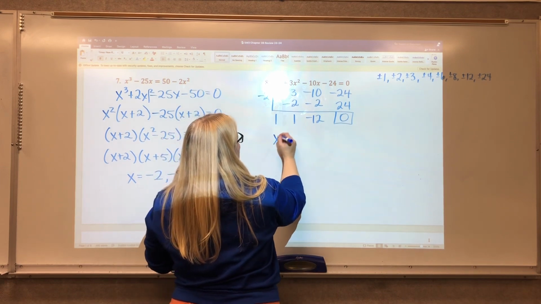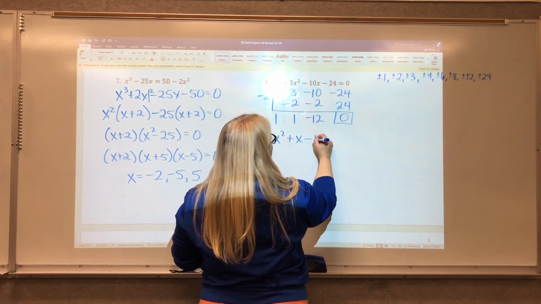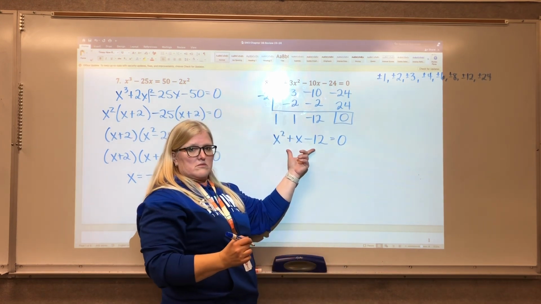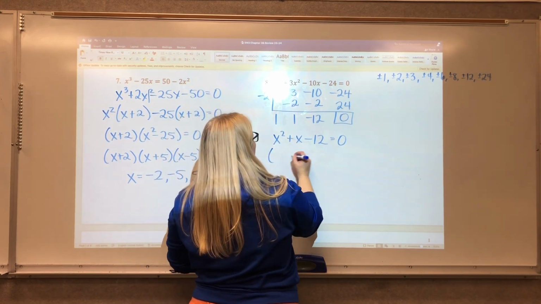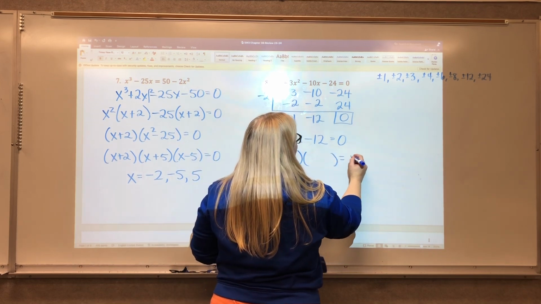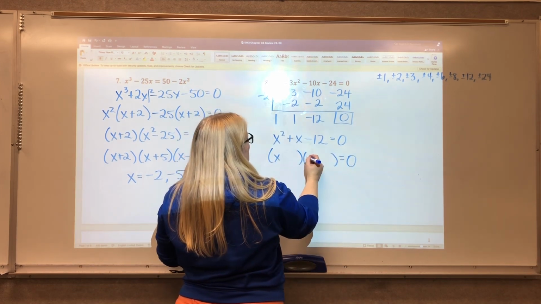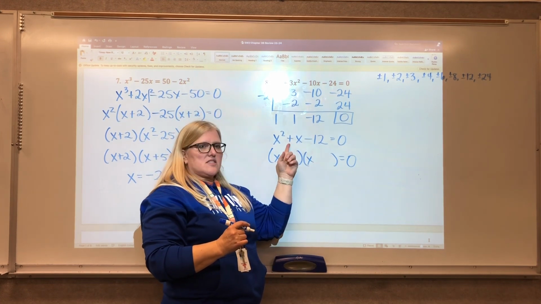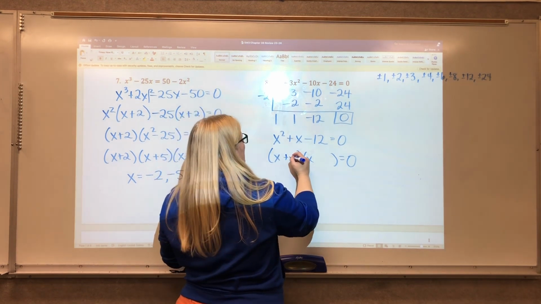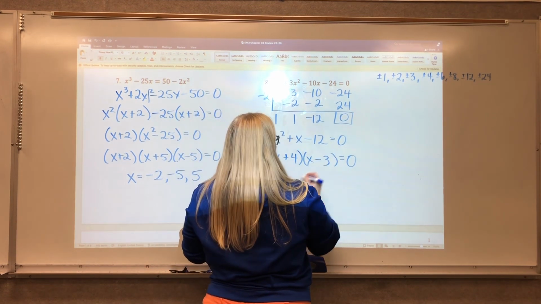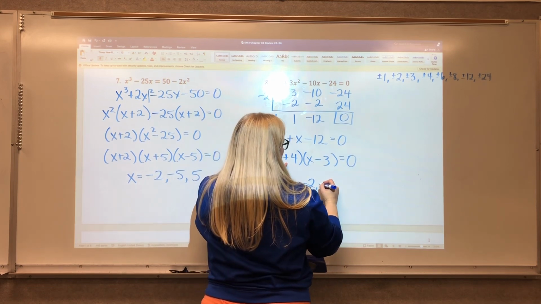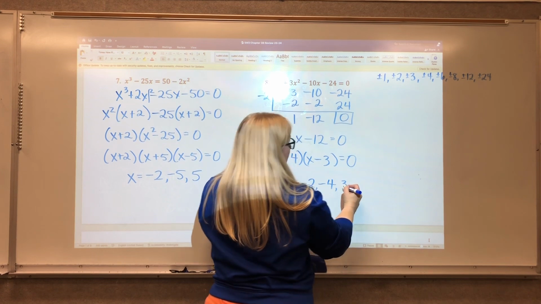Now this is x squared plus x minus 12 equals 0. Is this factorable? Yeah. What multiplies to give me negative 12 that adds to give me 1? 4 and negative 3. So my roots are negative 2, negative 4, and 3.